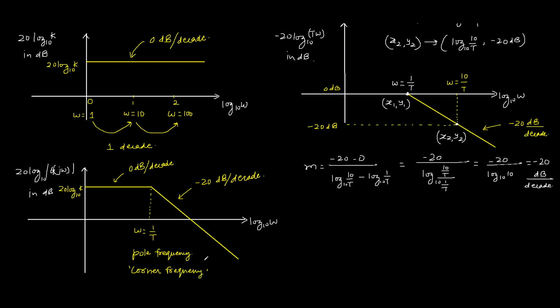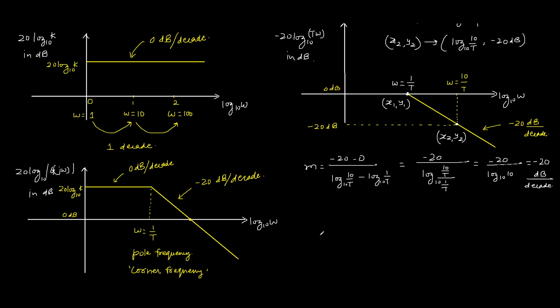So what is corner frequency? It is the frequency at which the slope of the magnitude Bode plot is changing. Initial slope is 0 dB per decade, and at the first corner frequency, omega equal to 1 by t, the slope becomes minus 20 dB per decade. Now we can also find the frequency at which the value of the magnitude Bode plot is 0 dB.